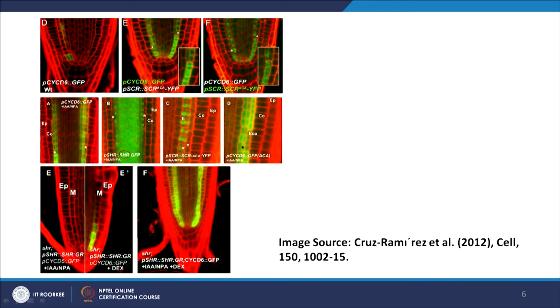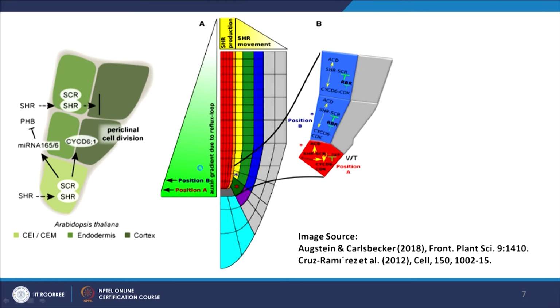So, this all together suggests that short root and scarecrow are important, and they work to activate auxin-dependent activation of cyclin D proteins. SCR's interaction with RBR, and all these regulatory networks, are very, very important in regulating the asymmetric cell division of CEI and eventually the formation of a layer of endodermis and cortex.